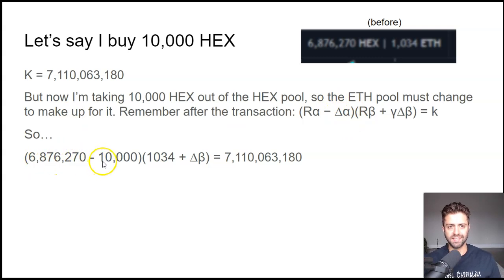6,876,270 minus 10,000, because there will now be 10,000 less hex in the pool, times a new number of ETH, so 1,034 ETH, plus some delta B, which is, again, the amount of ETH I'd have to hypothetically pay. And that has to equal 7,110,000,000. So you can do basic algebra, right? I mean, we've done this before.